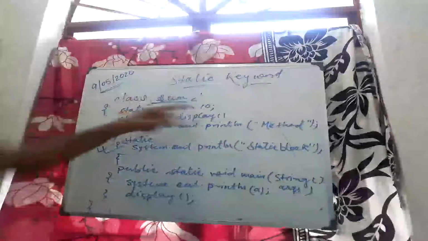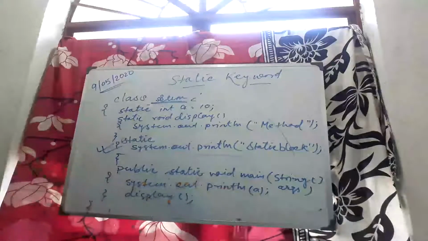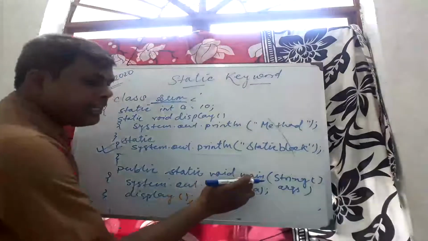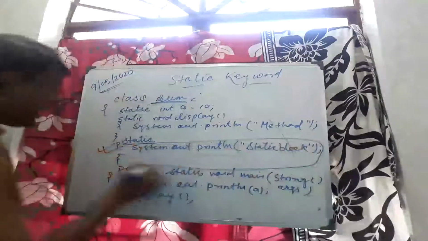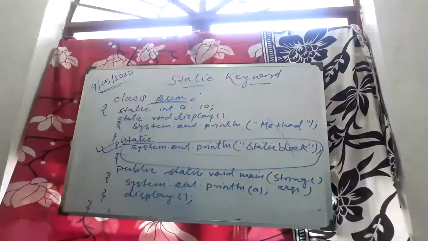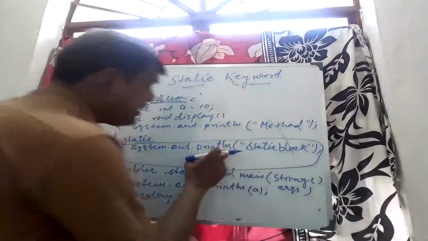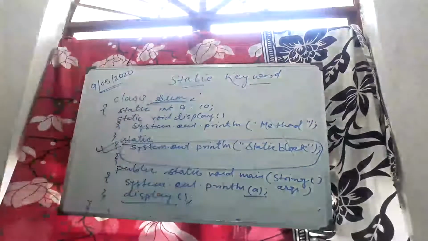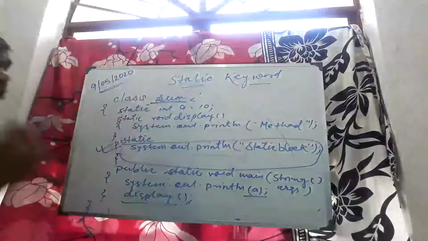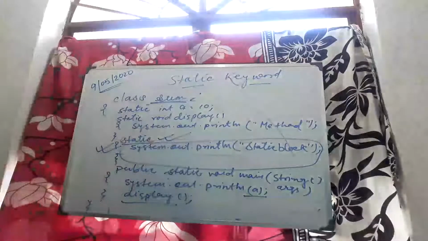Class sum, within that static variable a, static method, static block, and again the main method. Within the main method, I'm printing the value of a as well as calling the method display. Again, after the execution of the main method, first the static block will be checked. This first static block will be printed, because we know the program will start with the main method. So as soon as the main method starts, first the static block will be printed, and then the value of a will be printed, and then the display will be called. It means the JVM will execute the static block first, and then it will go to the next part of the program.